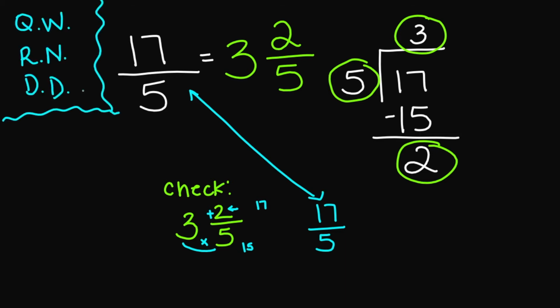All right, so remember, your quotient is your whole number, and we're going to label that as QW. Your remainder is your numerator. We're going to label that as RN. Think of a nurse when you think of RN. And your divisor is going to be your denominator, and that's always going to stay the same, and that's going to be DD. So QW, RN, and DD as a shortcut.